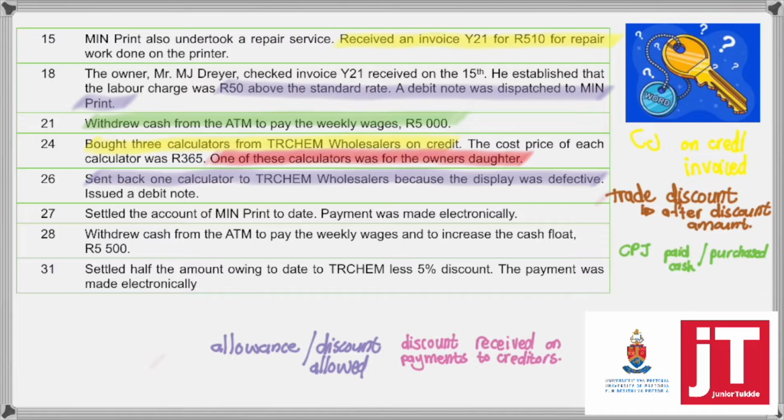Day 27, settled the account for Minute Print, and it was made electronically, so CPJ. Withdraw cash from the ATM to pay, that's CPJ, and settled half the amount for Trichem, CPJ, and then the 5% discount is a normal discount received.